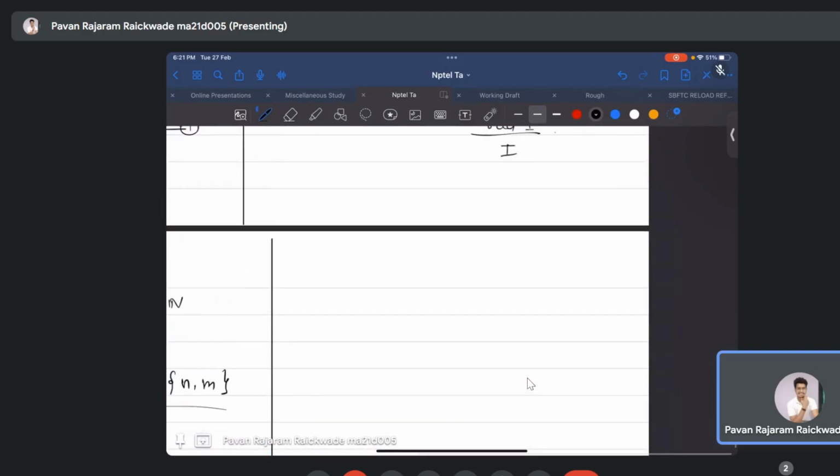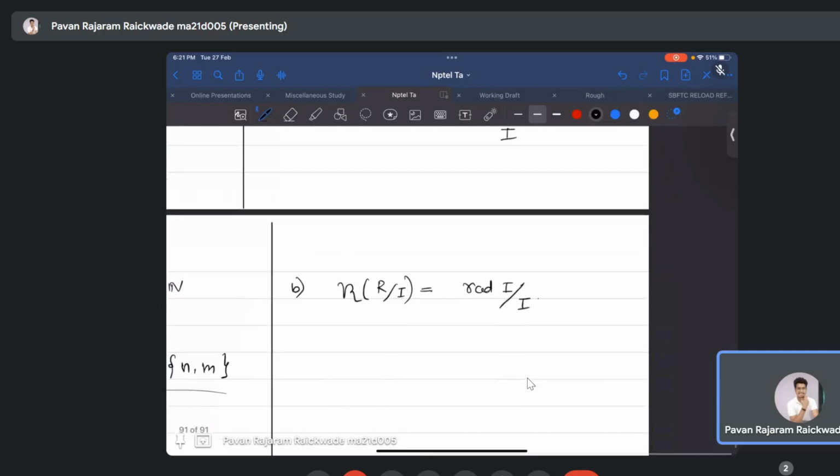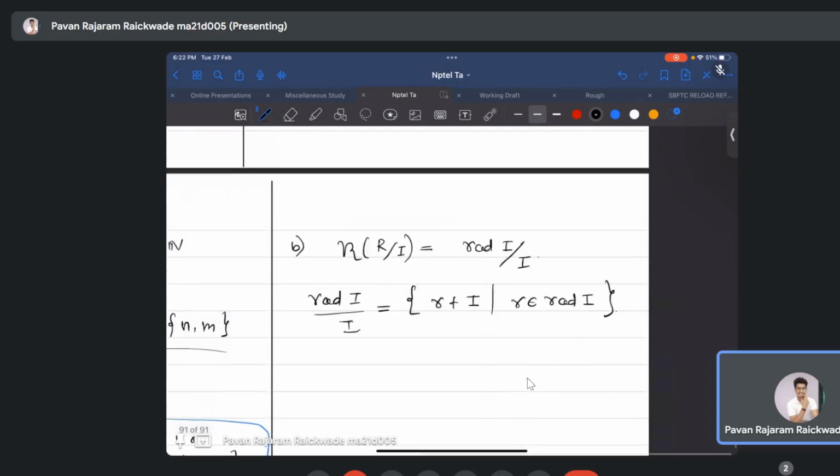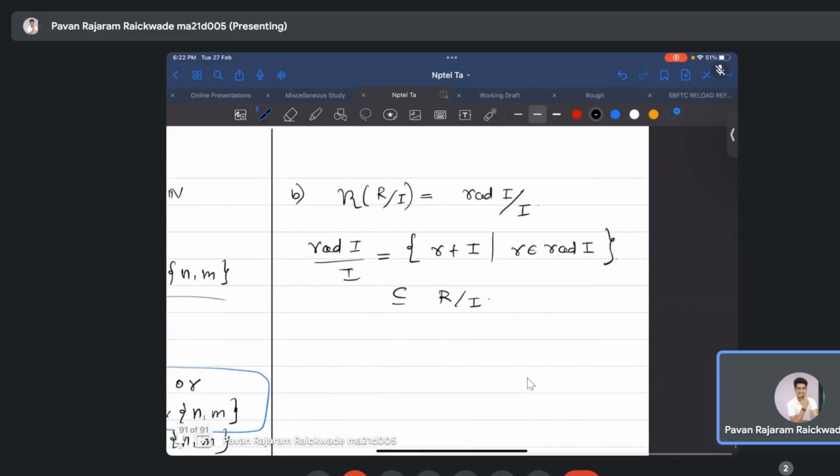Now part B is, I have to show that the nil radical of R quotient I is the same as rad I quotient I. So what is rad I quotient I? This is the collection of all r plus I such that r belongs to the radical ideal. Naturally this is a subset of R quotient I. I have to show that these are precisely the collection of all nilpotent elements.